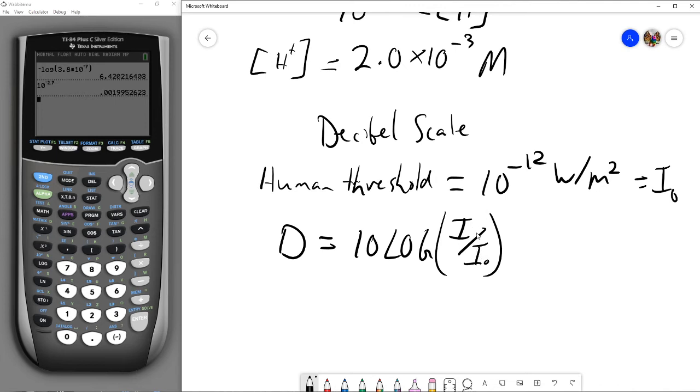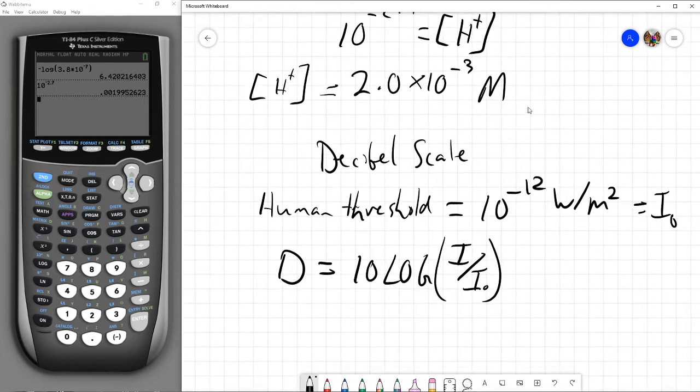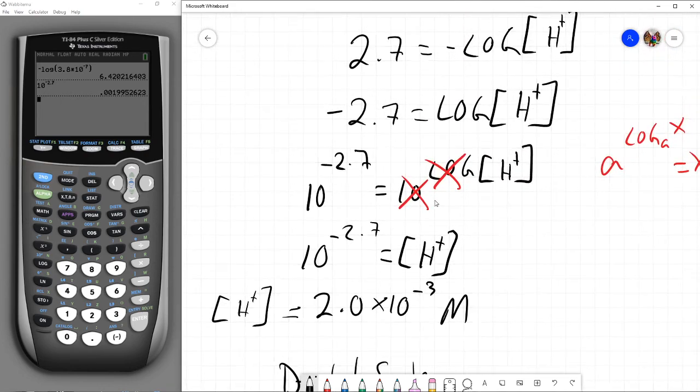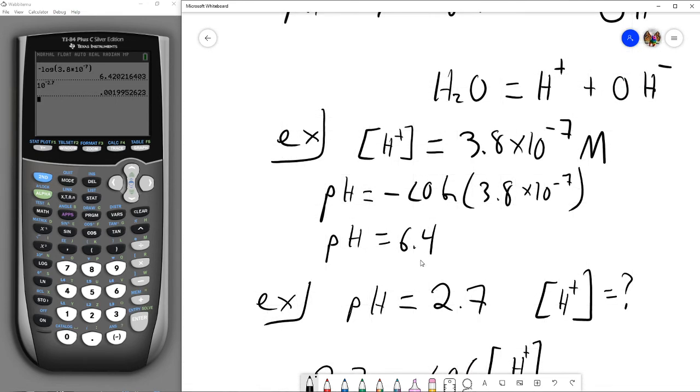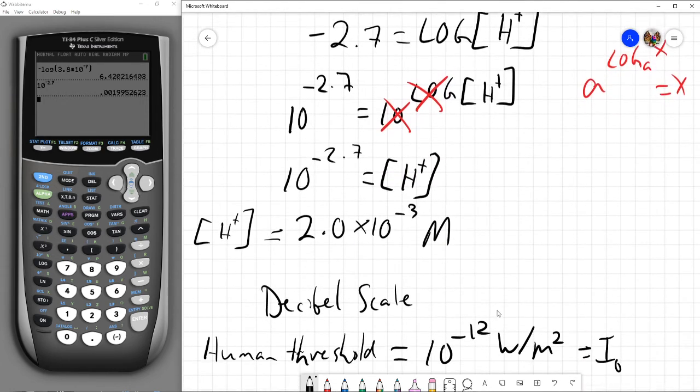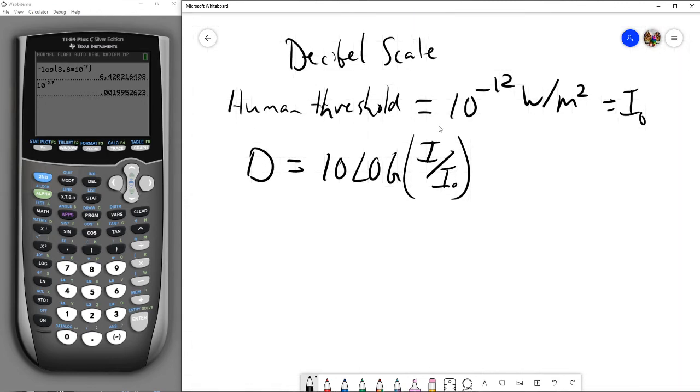Now, these values can be really big or really small. 10 to the negative 12 is quite a small number. And that is the power of logarithms. Logarithms allow us to take really small numbers, like 10 to the negative 12, this 10 to the negative 3, and turn them into more manageable numbers. Like, so we go back to our pH here. This 2.7 is a lot more manageable than a 2 times 10 to negative 3. And similar with this pH of 6.4 versus 3.8 times 10 to negative 7. We'll have a similar experience here.